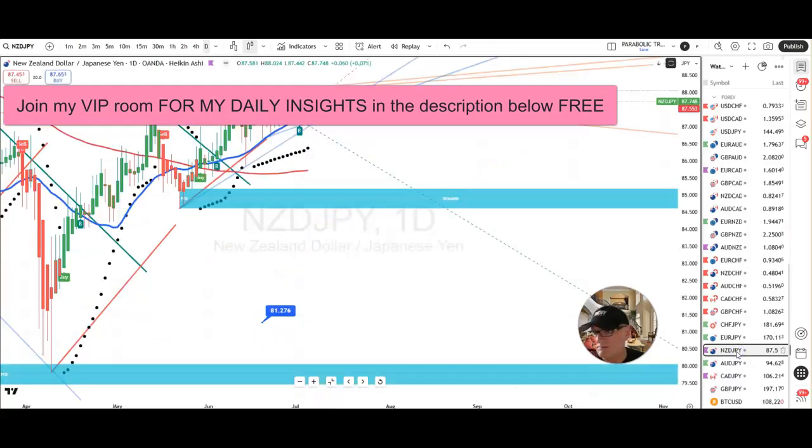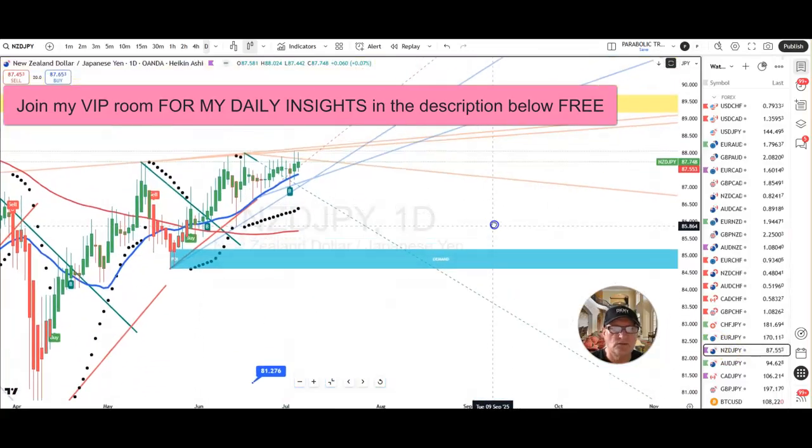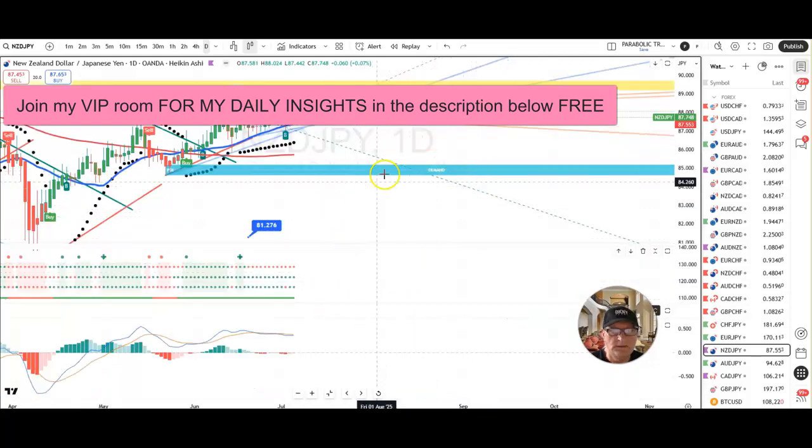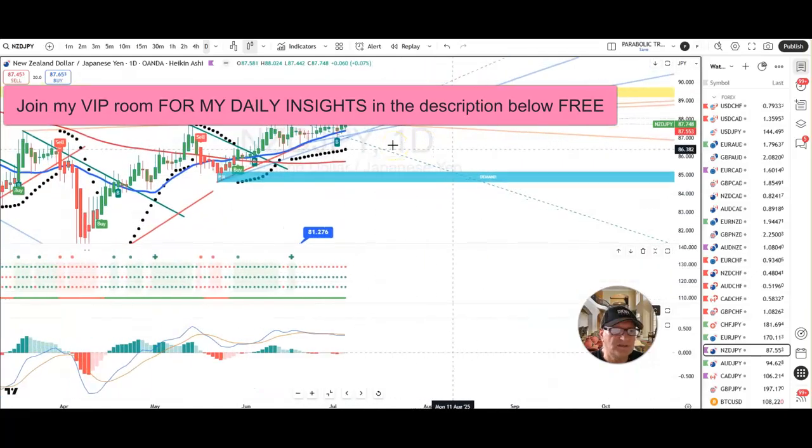New Zealand yen I've got marked for some reason. Don't know why. Oh, okay. This is not trending as strong as the euro yen, but could be close in the next few days. And the next target is 89.20. Might be worth it on the lower time frame.